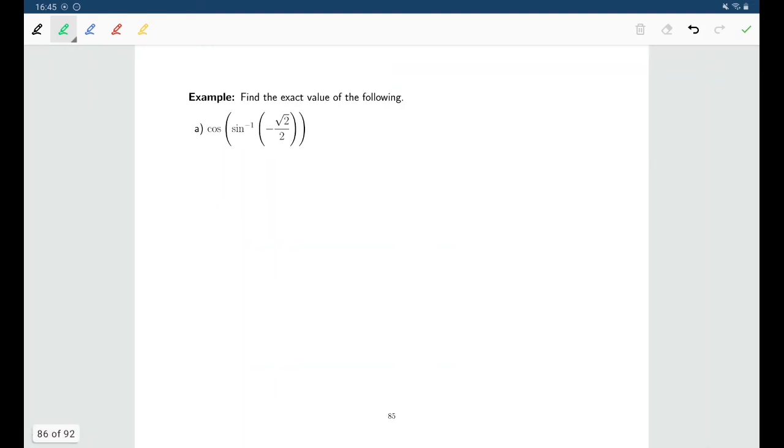So something like this. We're looking for cosine of sine inverse of negative root 2 over 2. For this, first let theta be sine inverse of negative root 2 over 2. That means that sine of theta is negative root 2 over 2. We could figure out which angle gives us a sine value of negative root 2 over 2.